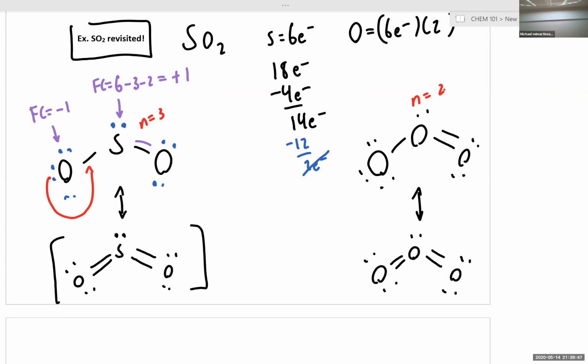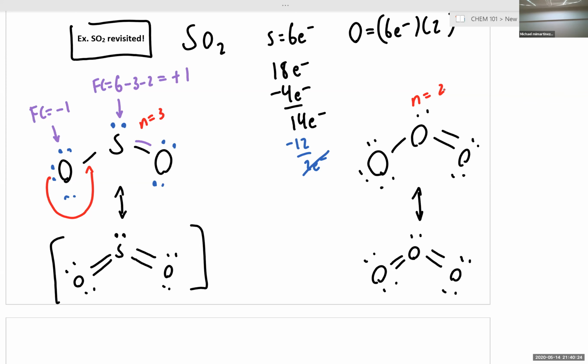Let's get some responses in the chat. What does everyone think? If expanded octets apply to large atoms that are in the third row and below, oxygen is in the second row, can oxygen exhibit an expanded octet? This is really important. I'd like to see about 3 to 4 responses in the chat just to make sure we're comfortable with this.